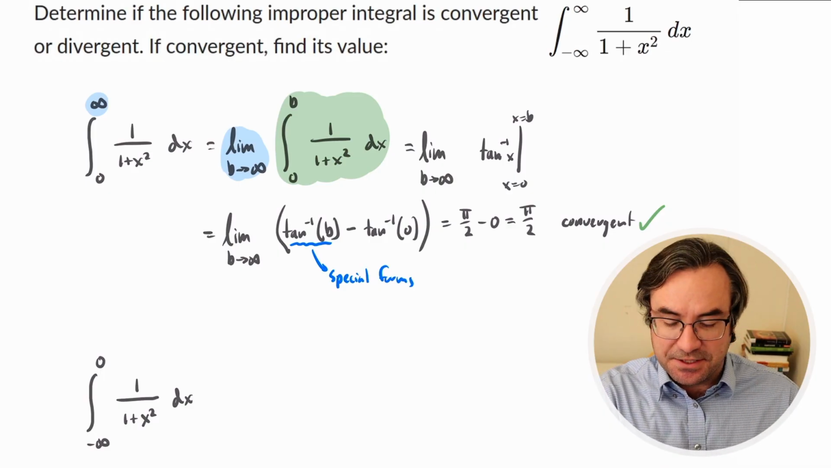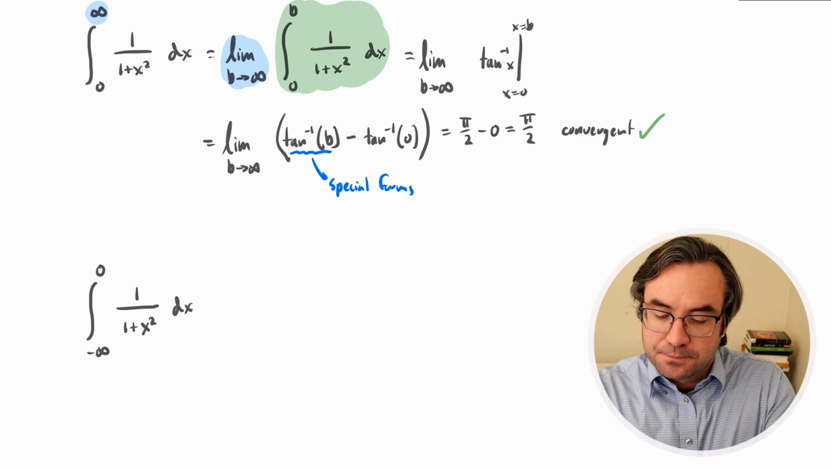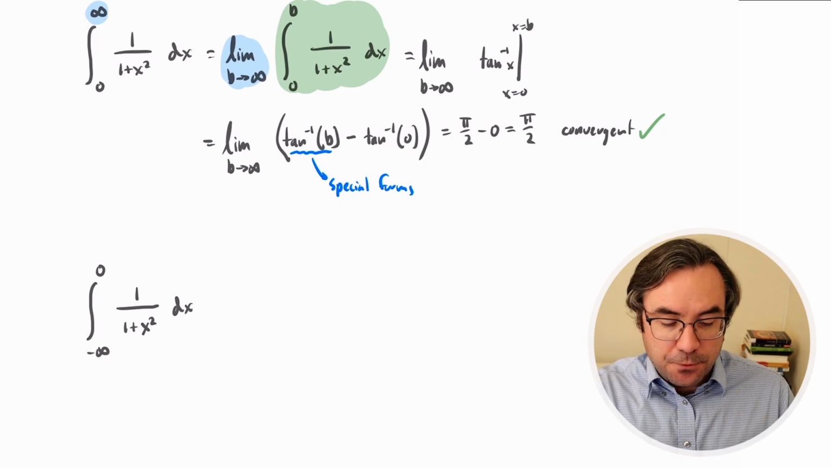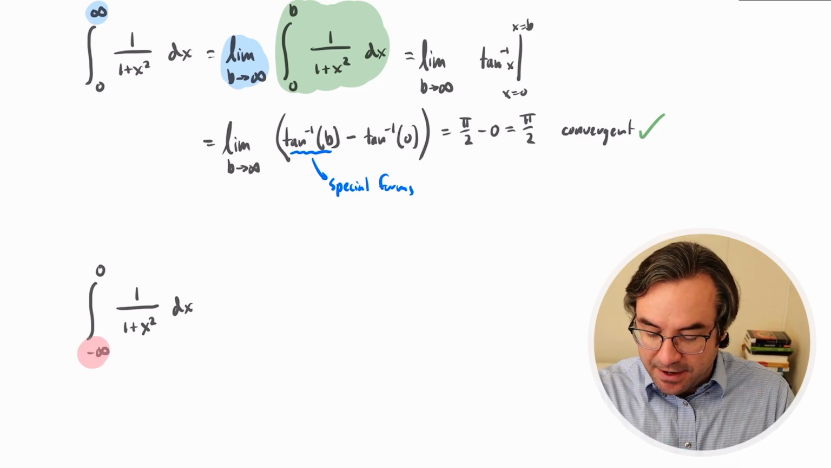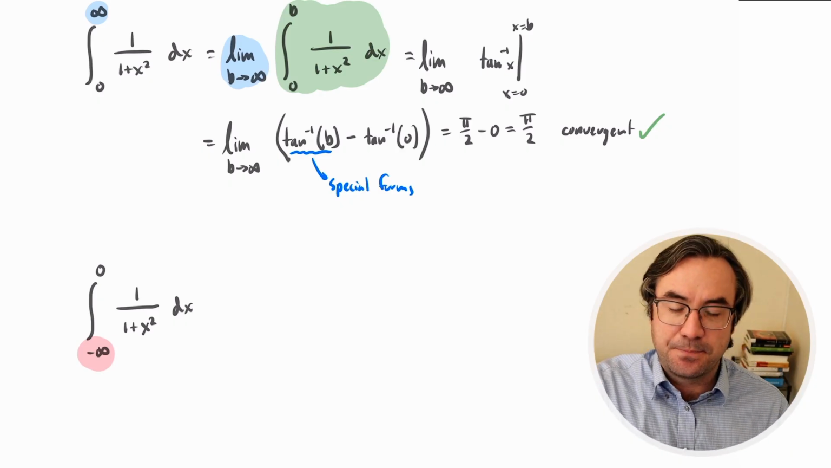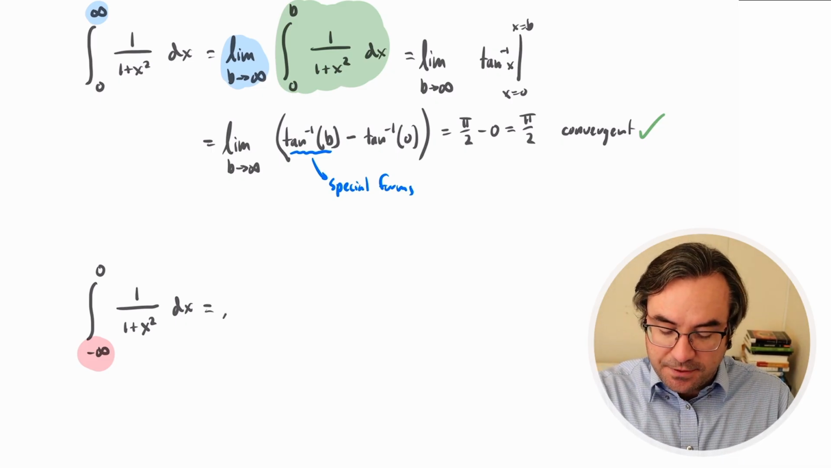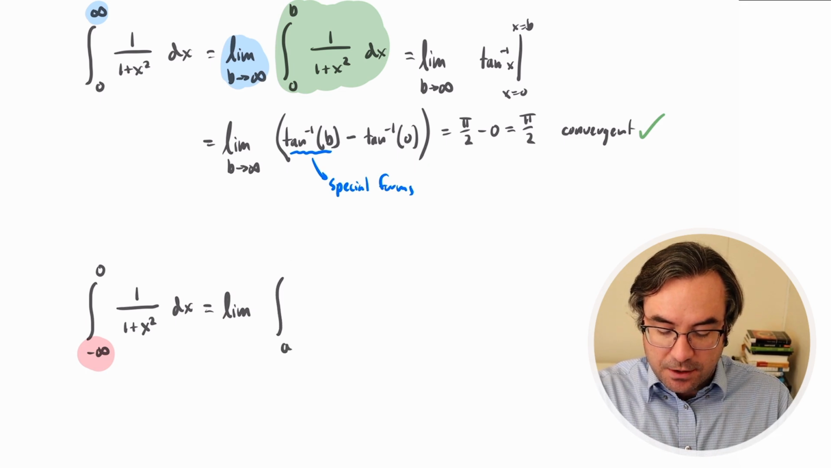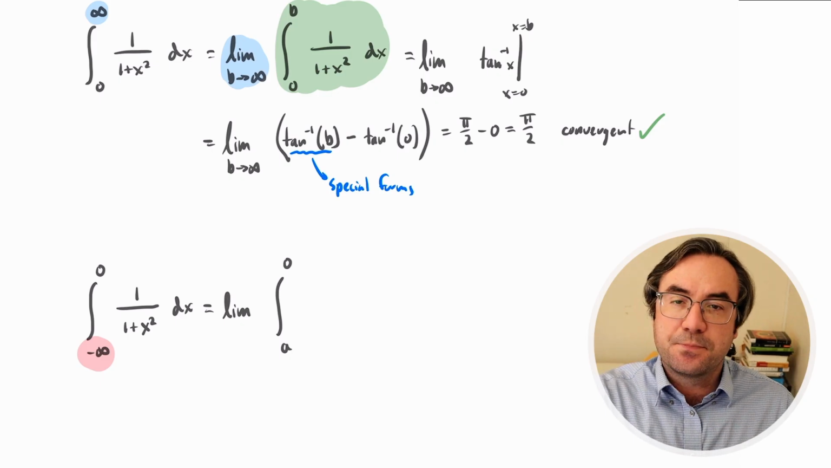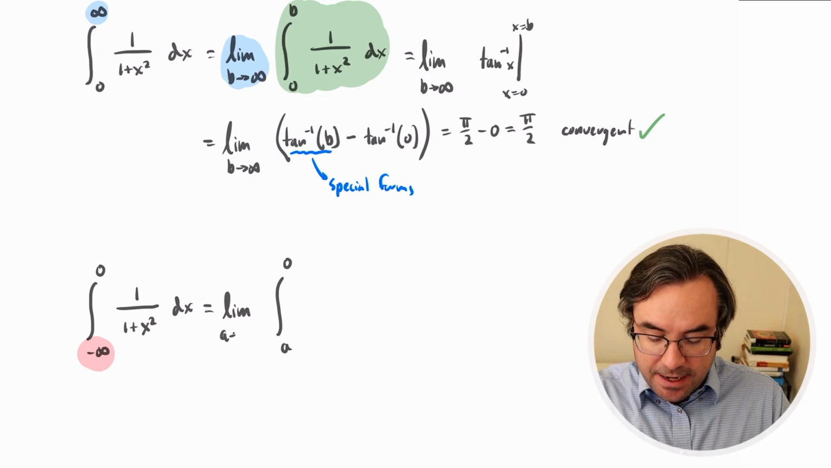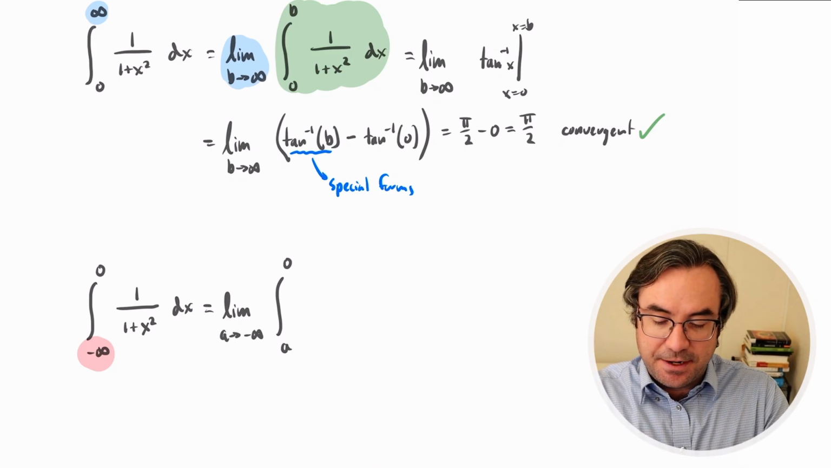All right, so let's try this. The first thing we have to do is deal with that minus infinity. Just like in the previous example, we're going to rewrite this as a limit. We'll do our integral from a to 0, and we're going to let a approach minus infinity.